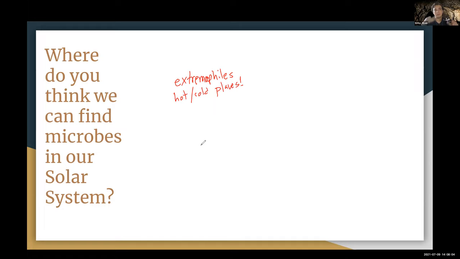Huge because a lot of our solar system is not very well regulated with heat, so there's a lot of really hot and a lot of really cold places. Other planets, that's another really good one. We'll put that down here too. Planets similar to Earth. And maybe just one more idea here, and maybe on asteroids, that's a great one too.